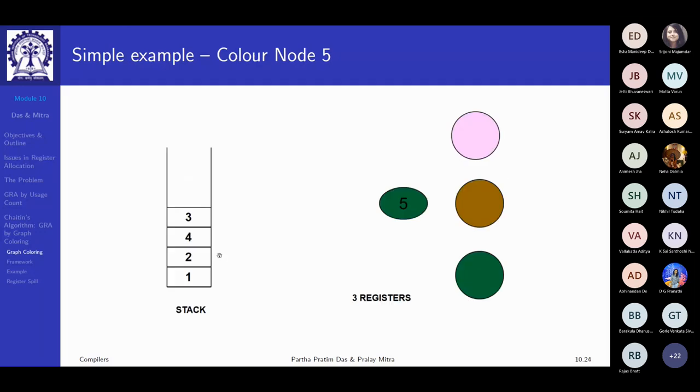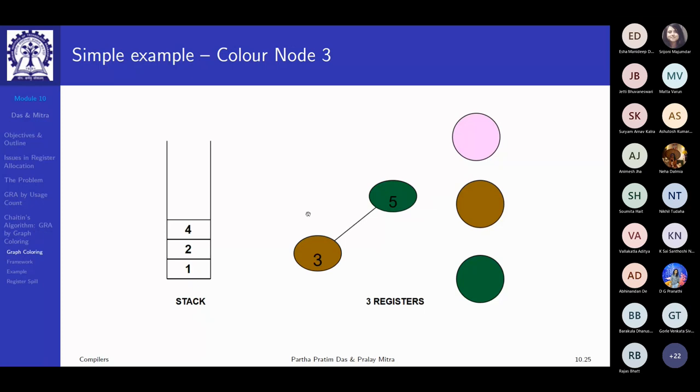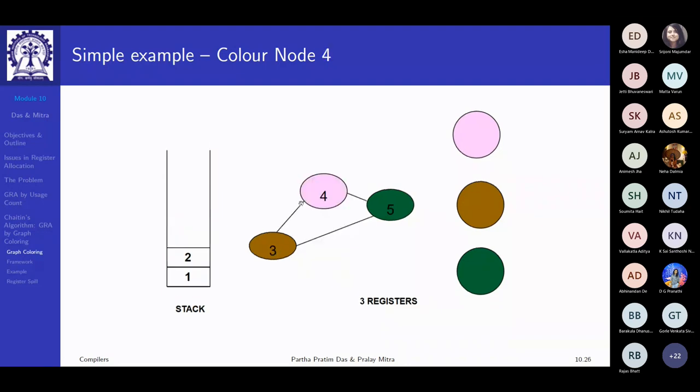I pop 5, and these are the 3 colors that I'll use: purple, brown, and green. So I pop 5 and arbitrarily give it color green. Then I pop 3, and it was connected with 5. So I give it a different color, say color brown. Then I pop 4. It is connected to 3 and 5 both. So I need to give it a third color. So I give purple here.